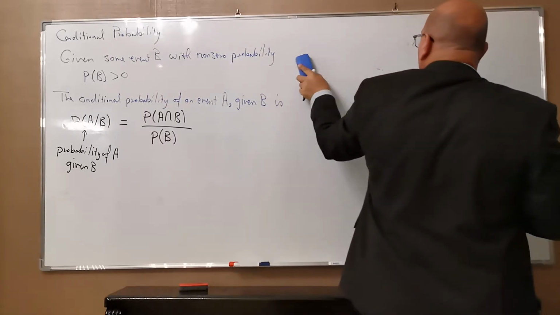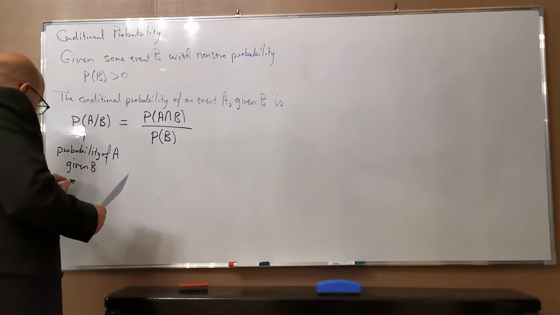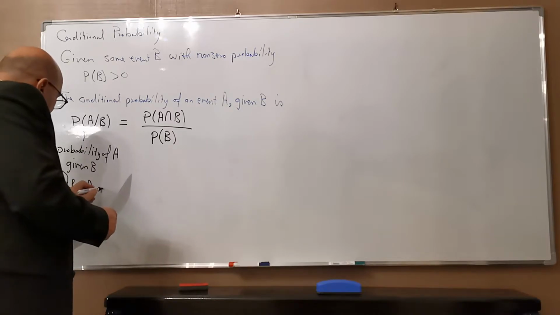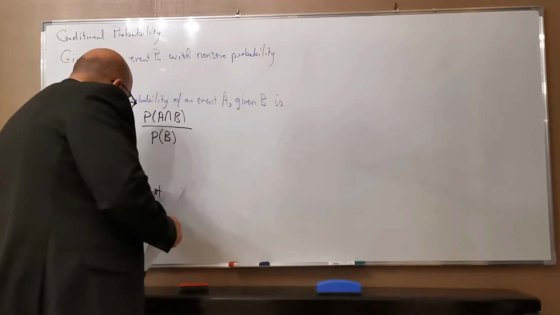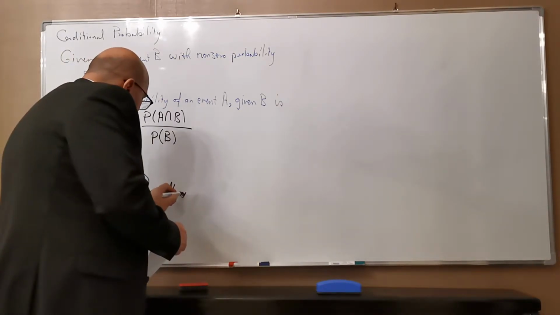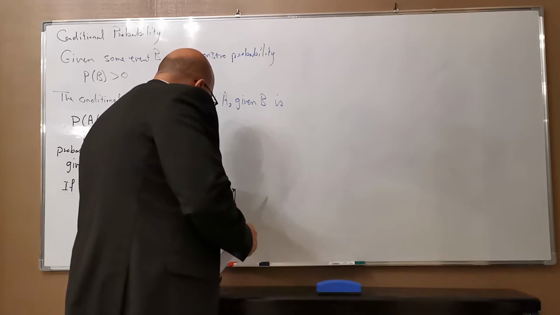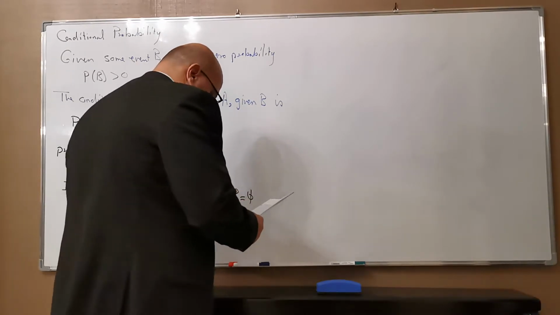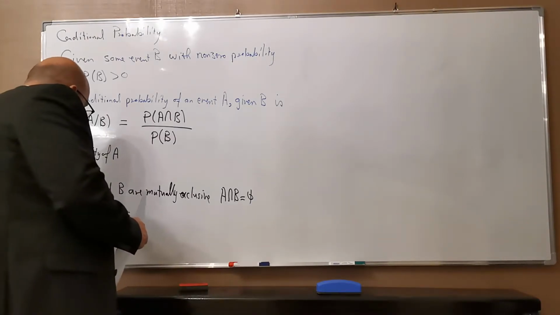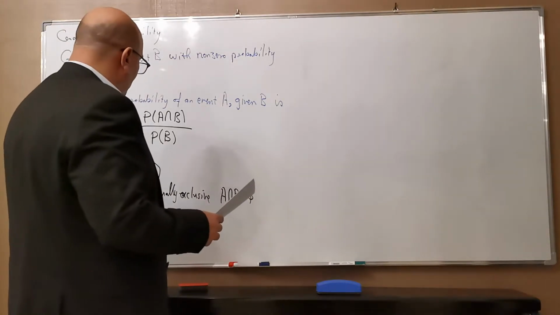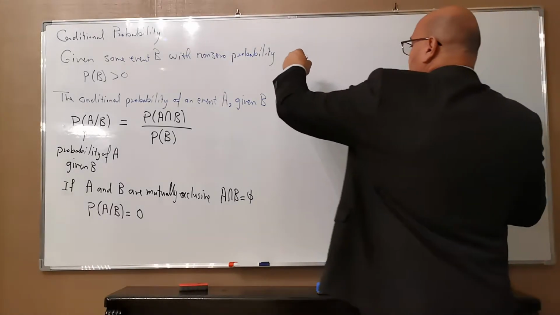So this is the probability. If A and B are mutually exclusive, this means that A intersection B, or A and B, equals phi. This means that the conditional probability of A given B is equal to 0. Okay? So this is the conditional probability.